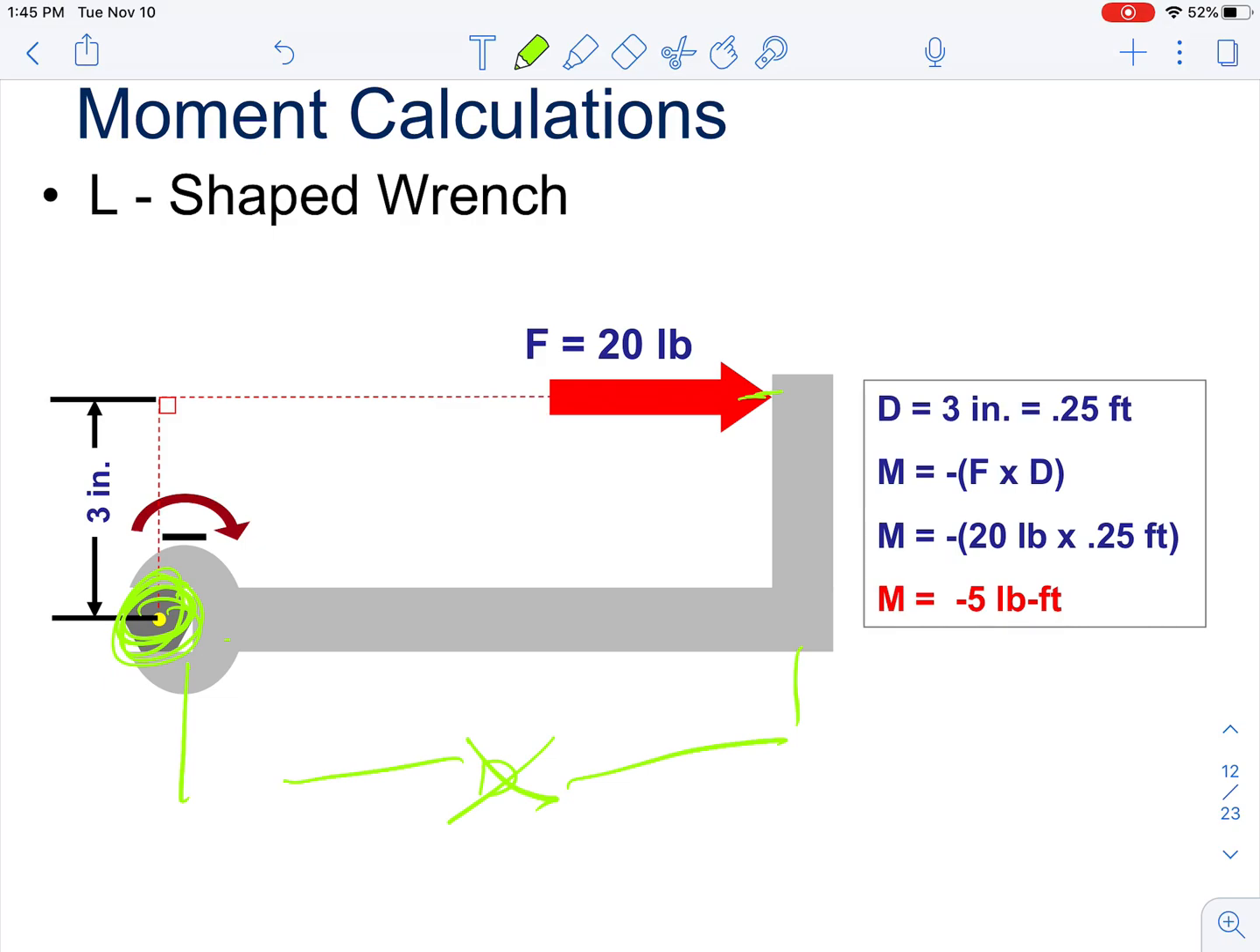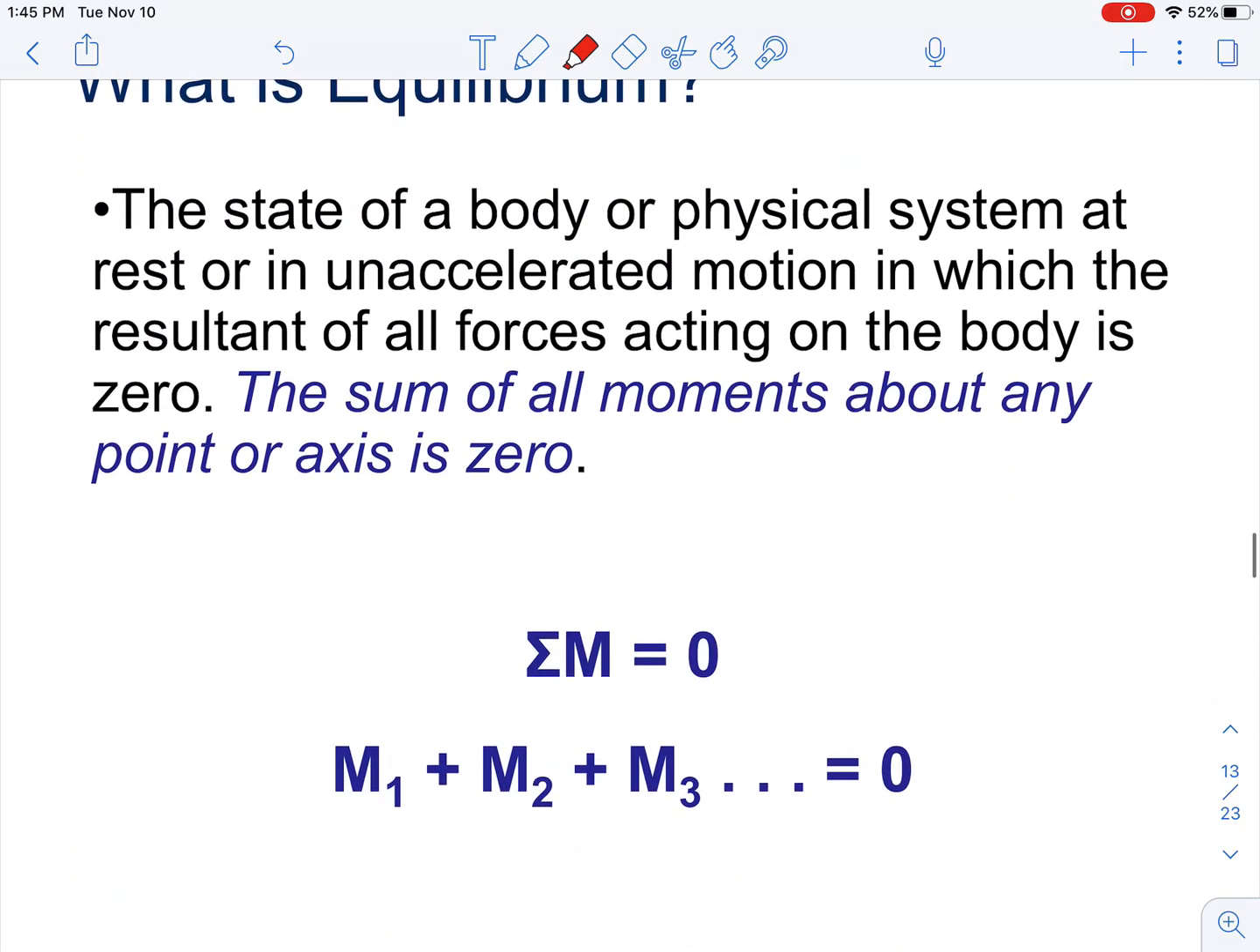And the reason you don't is because, remember, for a moment, it's your force times your perpendicular distance. So if the force is going horizontally, the distance has to be vertical. So your distance is vertical, so your distance is 3 inches. And so you have negative, because it still causes a clockwise rotation, 20 pounds times 0.25 feet, which is 3 inches. And you get negative 5 foot-pounds for a moment.